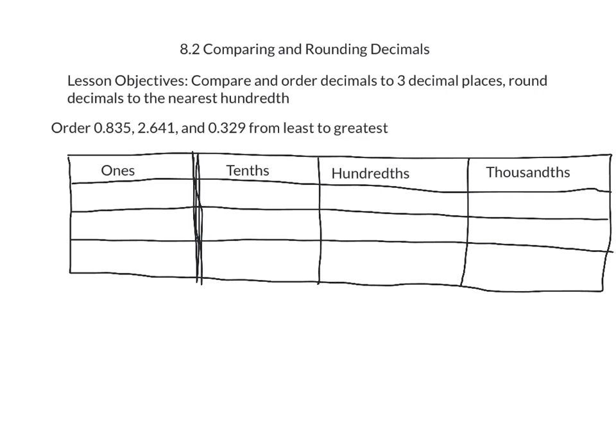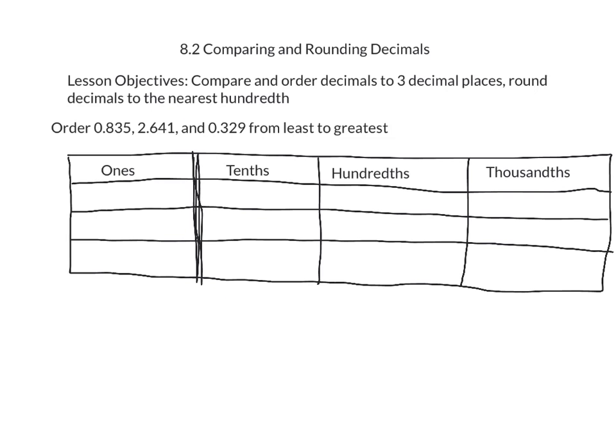Hi, in this video we're going to be going over lesson 8.2, comparing and rounding decimals. We're going to start by using a place value chart to help us compare and order three decimals so that we can order them from least to greatest. So we're going to start by filling in our place value chart.